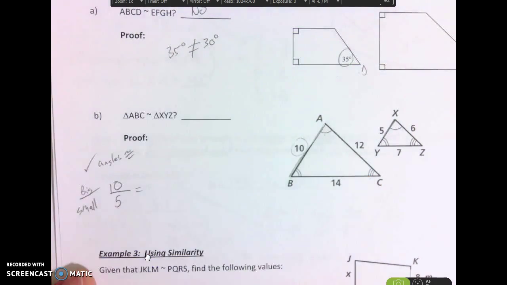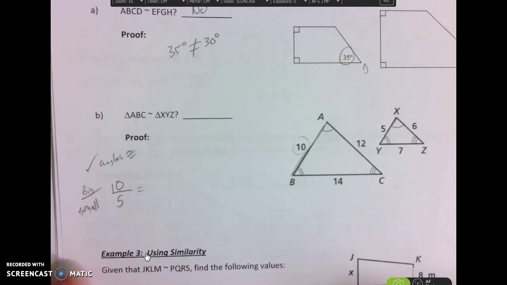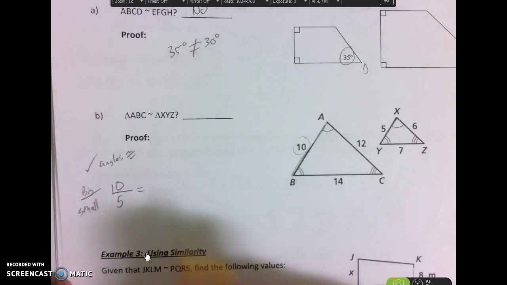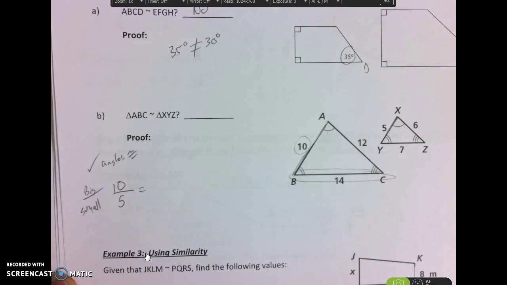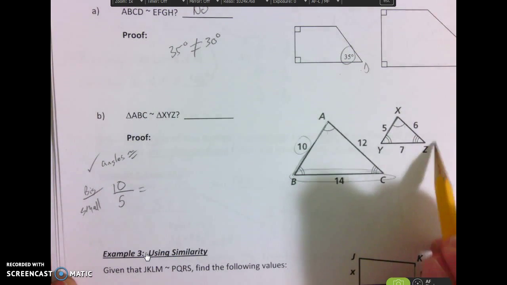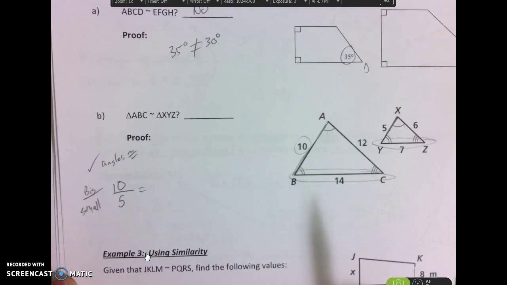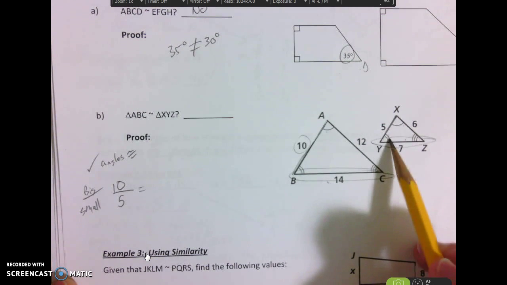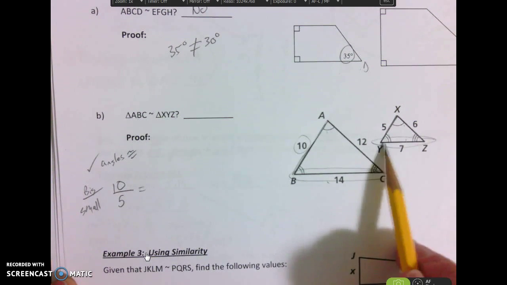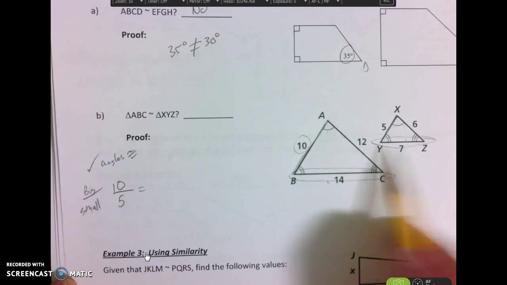Now that should be equal to every other ratio we have. So if I look at this bottom line, BC, got that circled, BC matches with YZ. There's two ways to tell. For one, it's the longest side of this triangle and the longest side of that triangle. Also the tick marks. This has 2 tick marks and the other side has 3. So it must be talking about these two sides, BC and YZ.